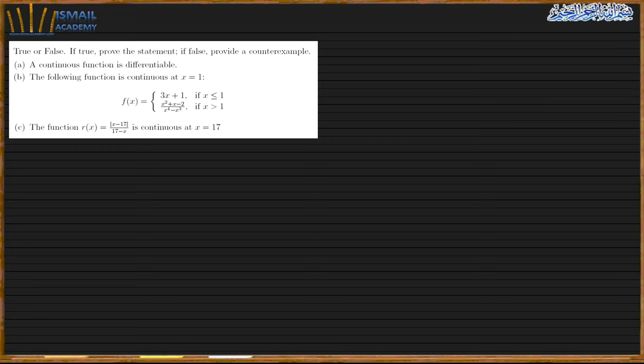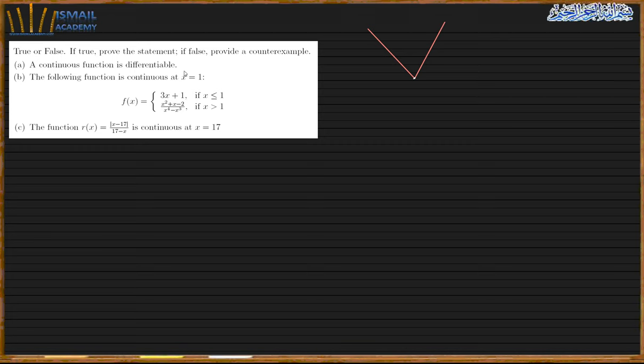Yes, but there is a counterexample, because there is some case which is not true. It can be continuous but not differentiable. For example, the absolute value function is continuous but it's not differentiable. Why? Because we have an angle. When a function creates an angle like this, the slopes at the same point on the right side and left side are different. The slope on the right side is positive, the slope on the left side is negative for the same value of x. This is why it's not differentiable.